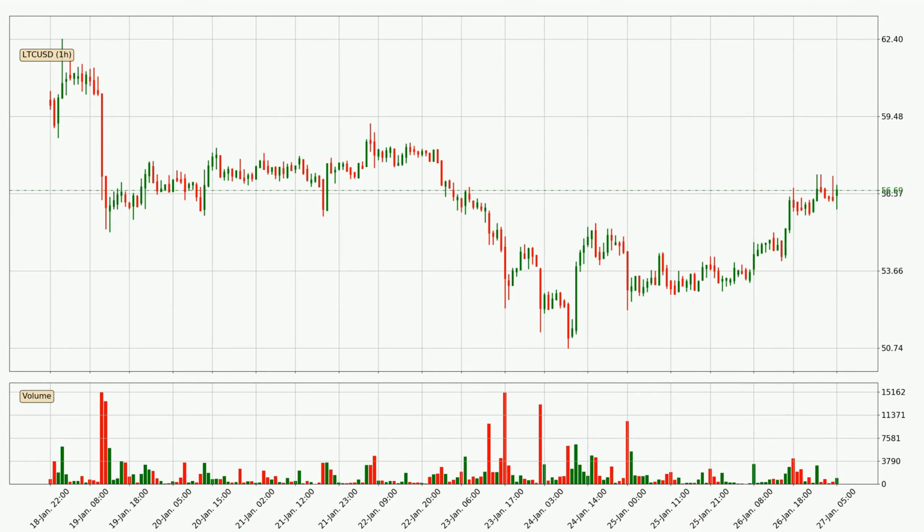By looking at the hourly time frame for Litecoin, we can see that the price moved up quickly with around 5.8% in the last 24 hours, with a current price of 56.7. However, the volume wasn't especially high, so this move wasn't very strong.